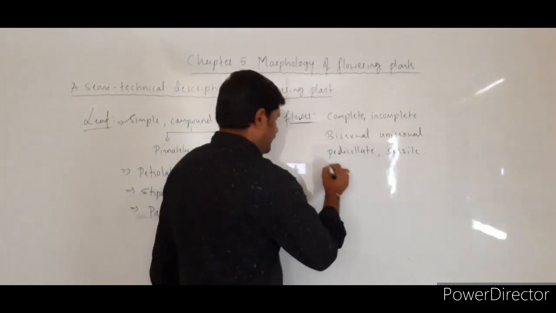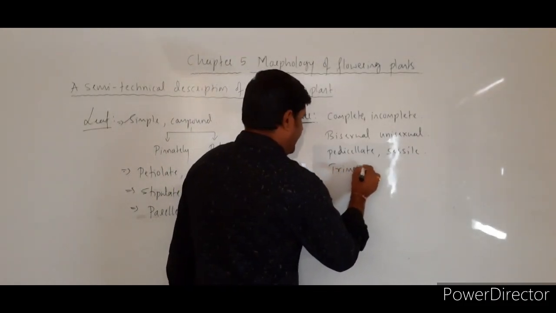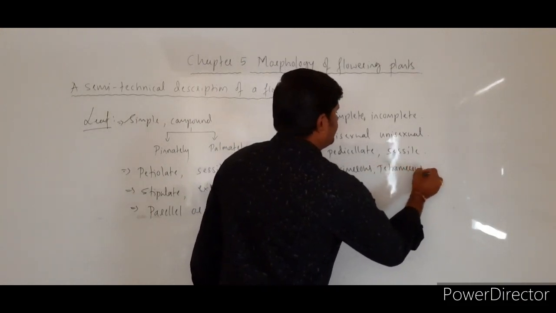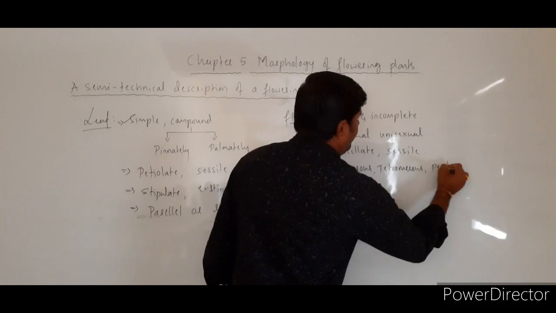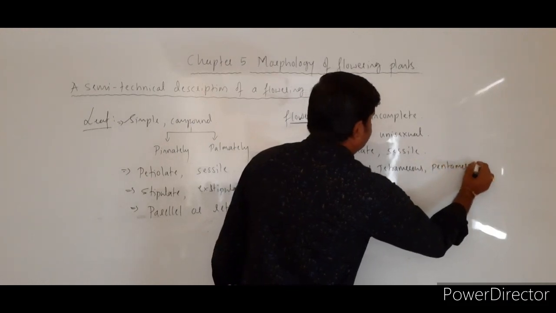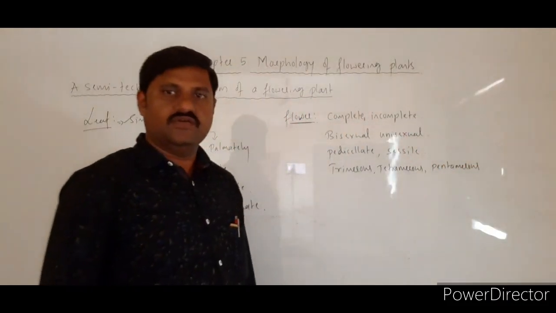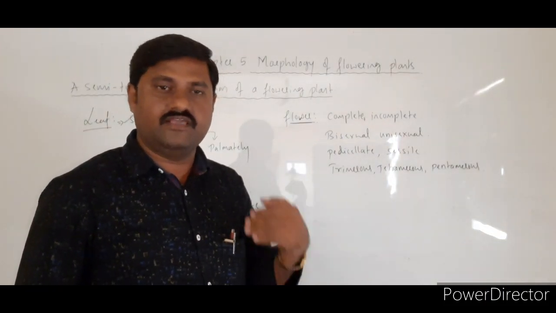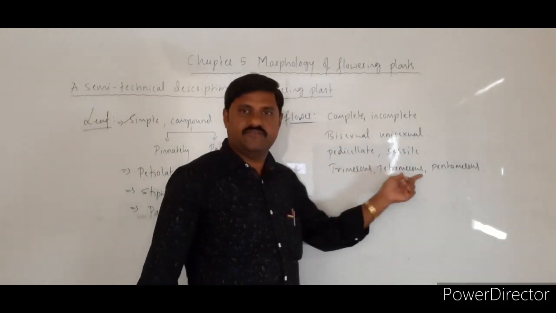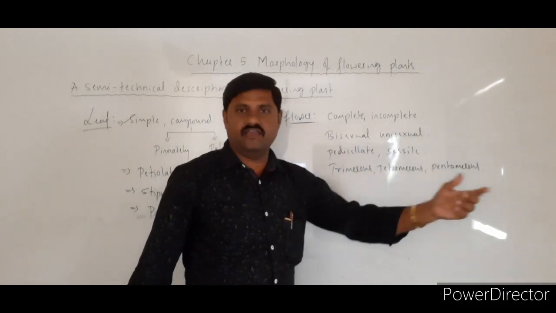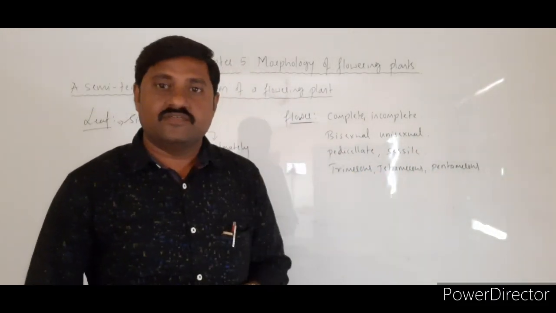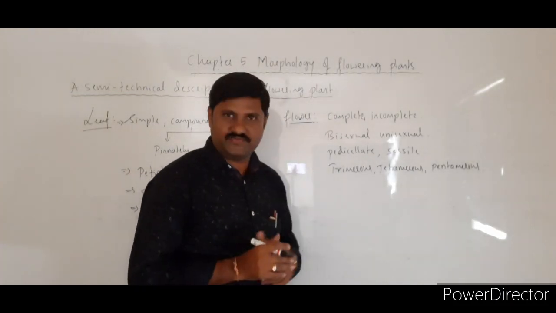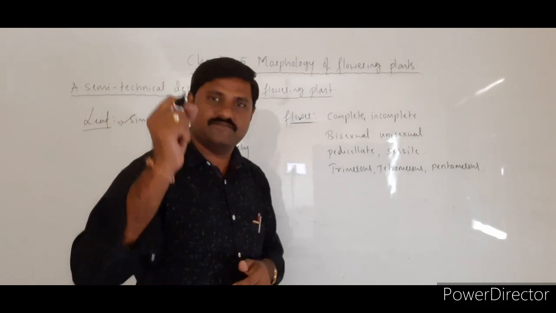So sometimes it may be trimerous, tetramerous, or it may be pentamerous flower. Whether the flower has 3 petals or the multiple of 3, then it is trimerous, 4 tetramerous, 5 pentamerous flower. So then what kind of flower these are, we will have to describe this way, right? So this is about the flower.